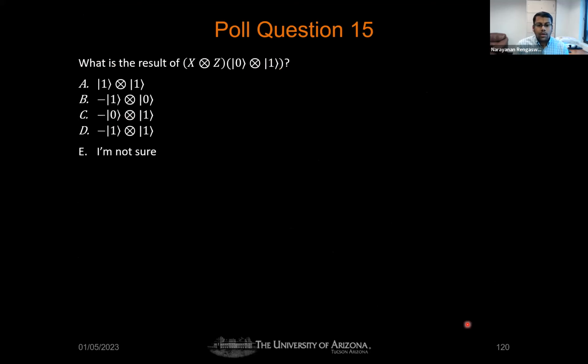Okay, so now let's try to use this Kronecker product property that I introduced a couple of slides before. Remember, you have A Kronecker B times C Kronecker D, and just use the property to calculate what the outcome is.